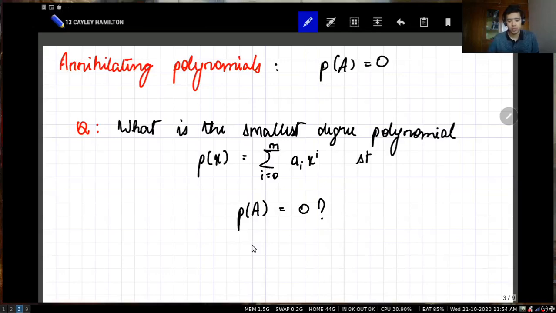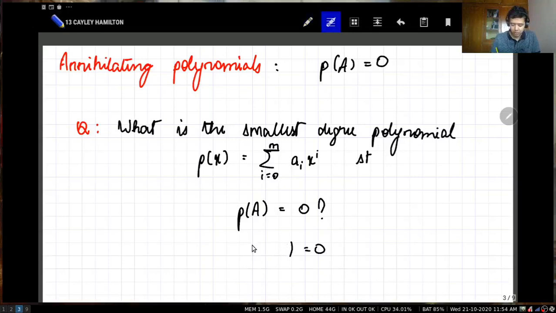And we'll try to address in this lecture and the next what is the smallest degree polynomial p of x such that p of A equal to 0. So what is the smallest degree of an annihilating polynomial, right? And just to make sure, note that if p of A is equal to 0, then alpha times p of A is also equal to 0 for any scalar alpha, right?